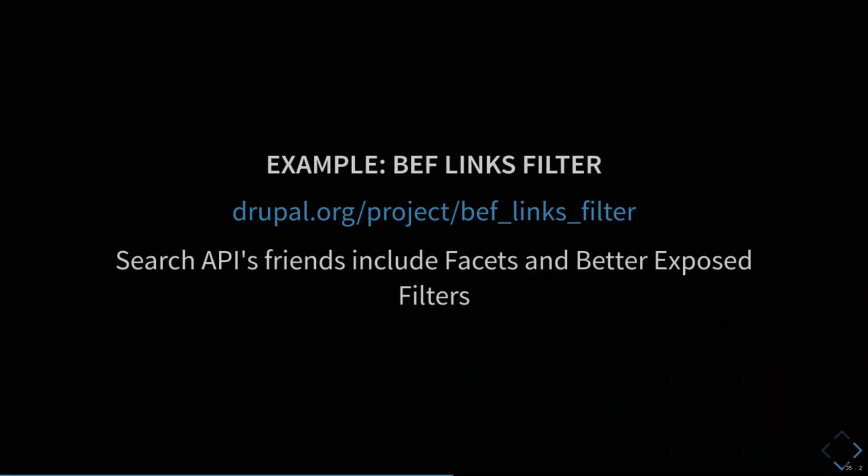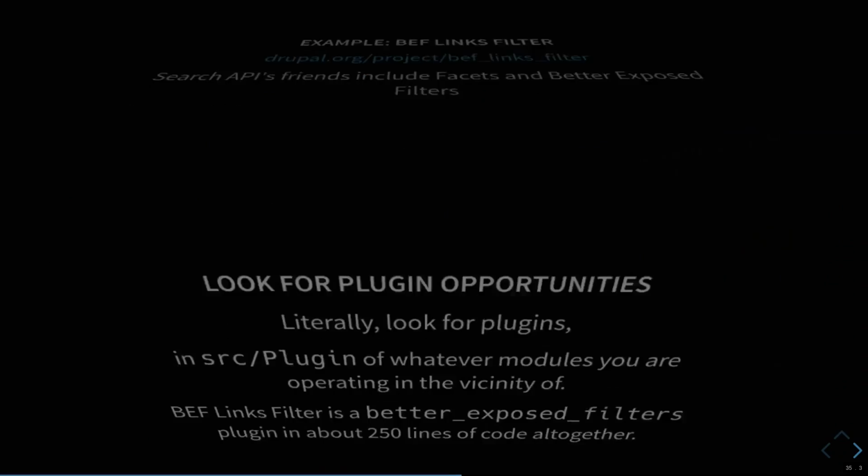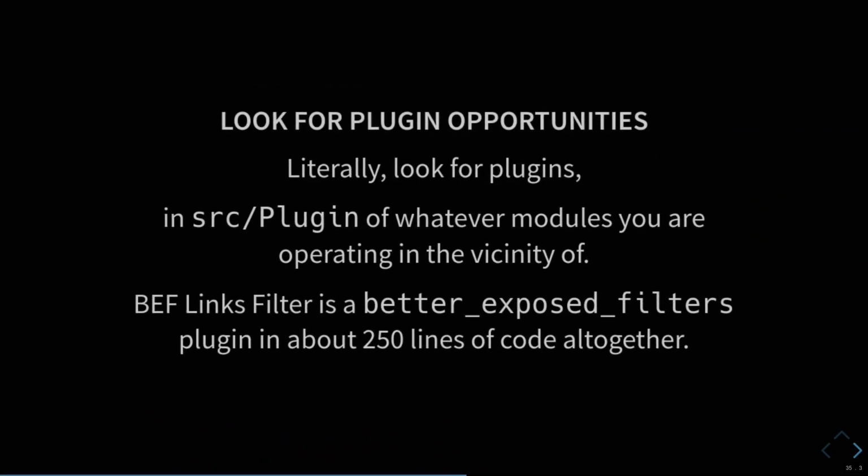Better exposed filters already handles their options, so we're really just extending it very simply, and we can open up that code later. So the basic idea is to look for plugin opportunities, like literally look for plugins. This will be in the source plugins of whatever modules you are operating in the vicinity of. So better BEF links filter is a better exposed filters plugin. Like I said, about 250 lines altogether.